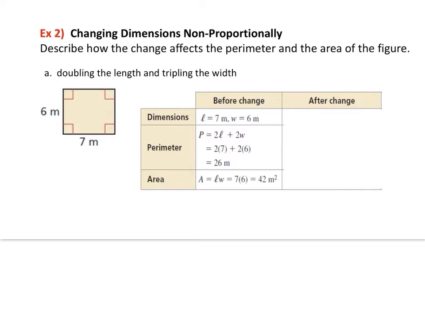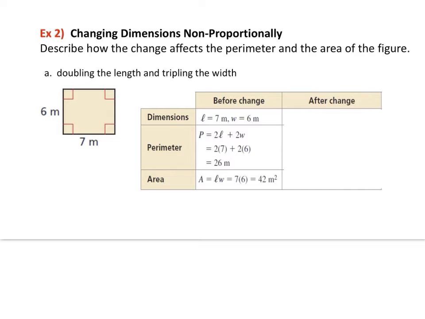So with a length of 7 and a width of 6, we get a perimeter of 26 meters. This is a rectangle, so we're using our rectangle formula. You can look at your formula chart for all these formulas. Then your area is length times width, just like the previous rectangle. So 7 times 6, so 42 square meters.